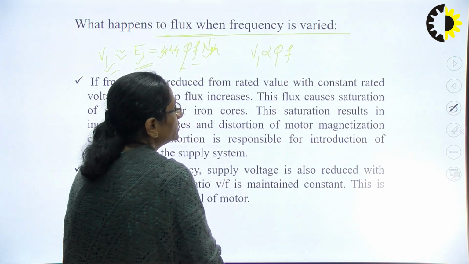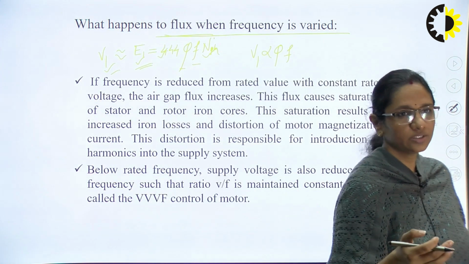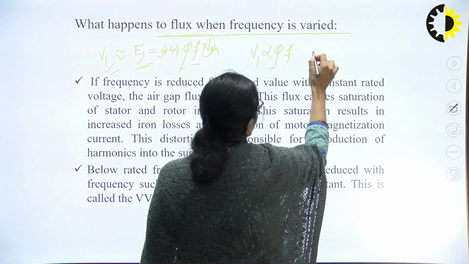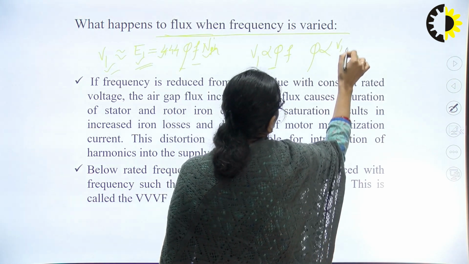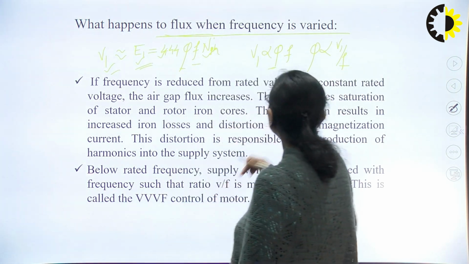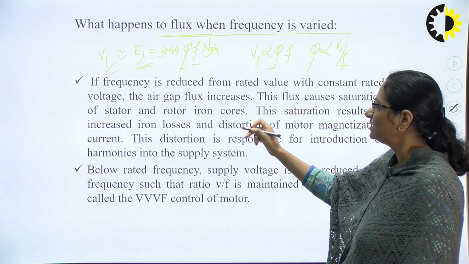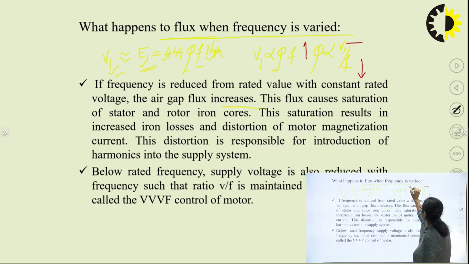Now what we are doing over here, we are varying the frequency and we need to see the effect of this variation in frequency upon the air gap flux of the machine. So what I can do here is write the expression for the flux as V1 upon f. Now if frequency is reduced from rated value with constant rated voltage, the air gap flux increases. We can see the same thing from here. We are reducing the frequency, keeping the voltage constant. It will cause an increment in the flux developed by the motor.